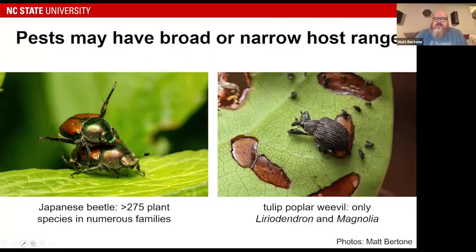And of course, another principle is that pests may have broader or narrower host ranges. So just two beetles here. The Japanese beetle on the left feeds on over 275 species of plants in numerous families. We see them feeding on grapes and roses, which are not technically closely related, or even lots of other hosts out there. Whereas this tulip poplar weevil on the right really mainly feeds on tulip poplar, Liriodendron. And in fact, that's really where their larvae only develop. And it does sometimes feed on magnolia, but both are very close relatives. And so it's a very narrow host range on that beetle.